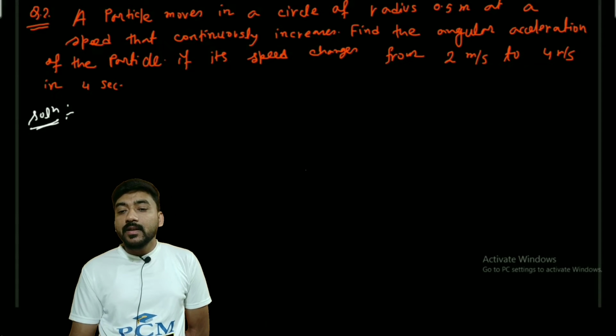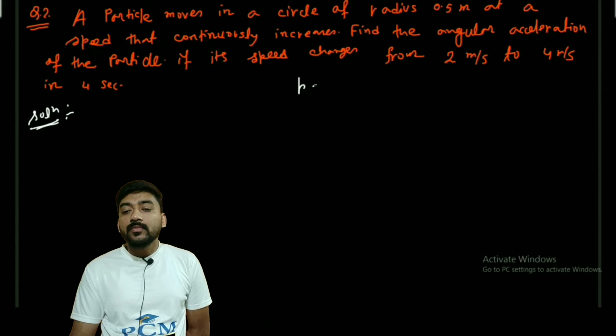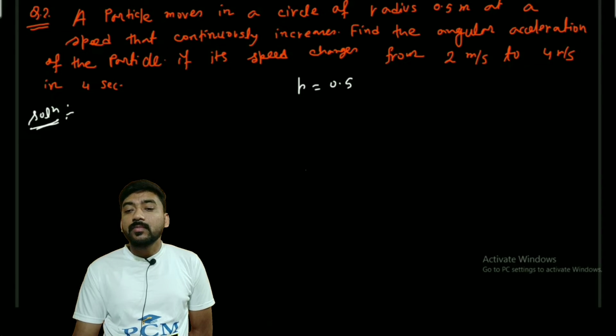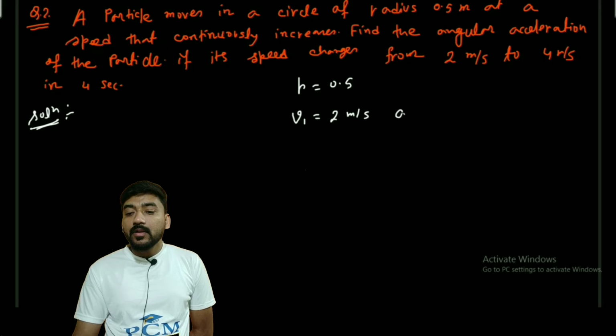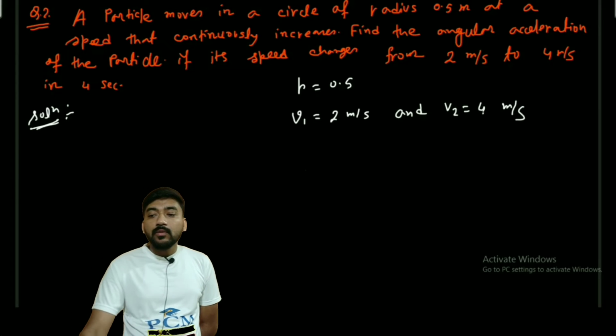So here radius is again given 0.5 meter, and the speed of the particle is increasing. That means it is accelerated motion, and the speed changes from 2 meter per second to 4 meter per second. So you can say linear speed v1 is equal to 2 meter per second, and after some time v2 is equal to 4 meter per second. So you have to find out the angular acceleration.